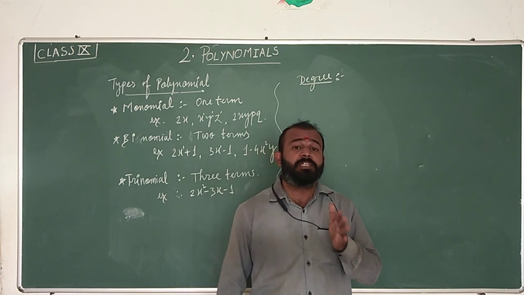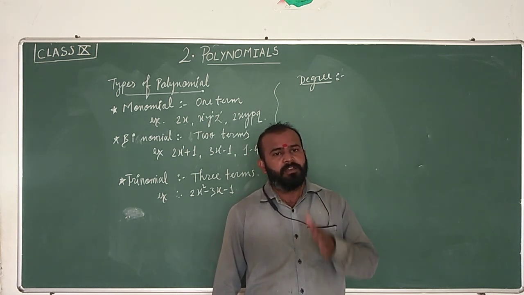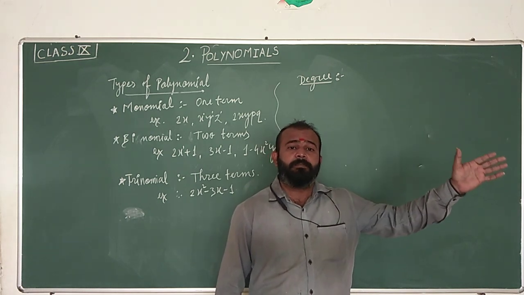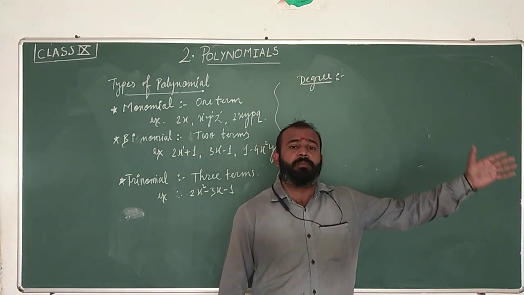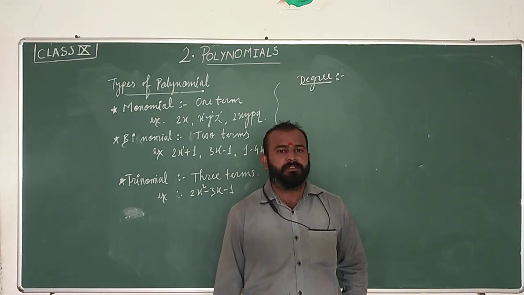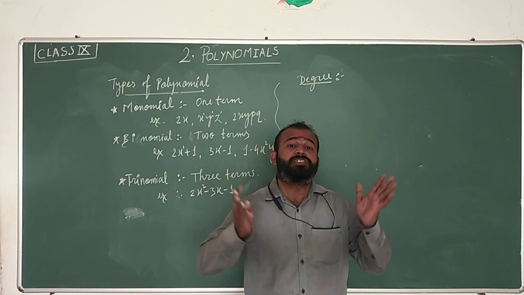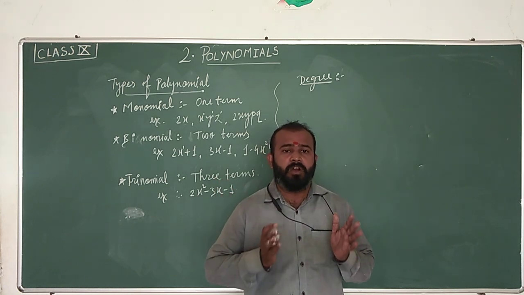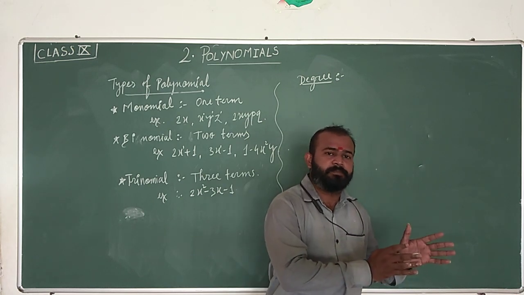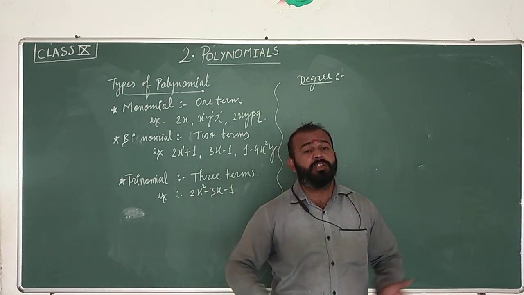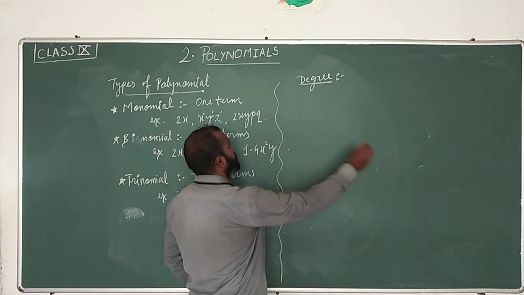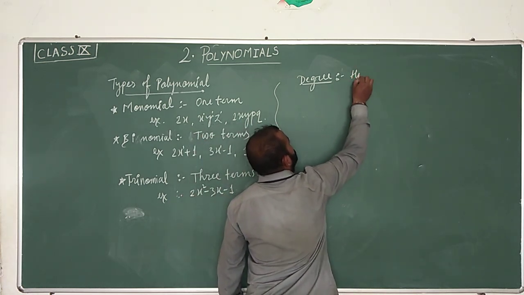द हाईएस्ट पावर मतलब किसका? वेरिएबल का. The highest power of the variable in the algebraic expression, in the polynomial, is called degree. ठीक है? Highest power of the variable of the term in the polynomial is called degree. I am giving you an example. Highest power, याद लिखो.